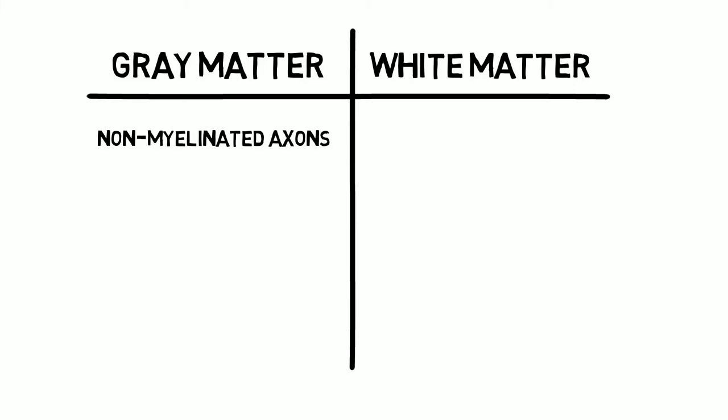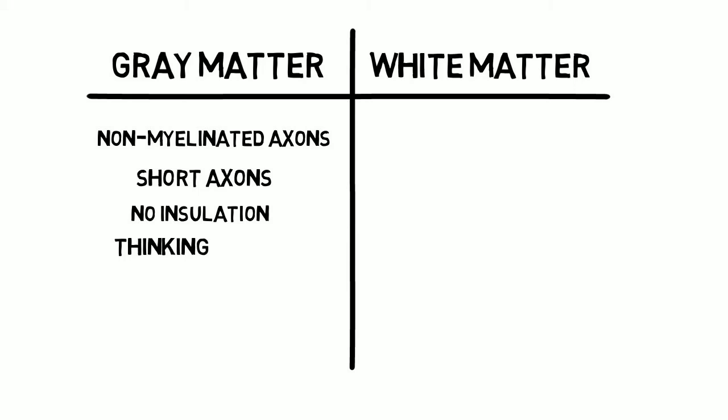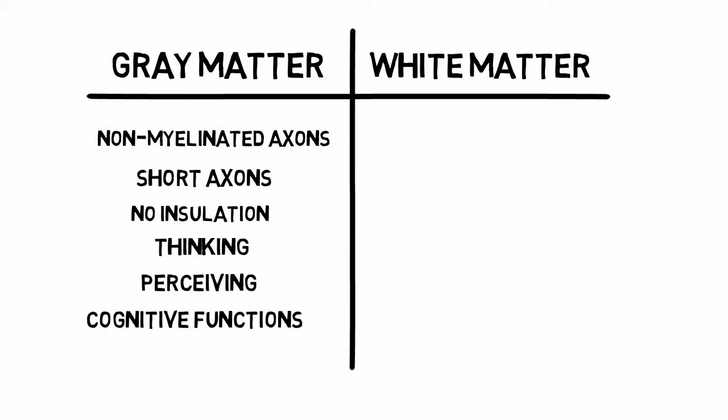The brain's gray matter is made of non-myelinated, short axons found in the outer cortex of the brain. The neurons in this part of the brain are short enough so that the electrical signals do not degrade from the start of the cell body to the axon terminal. Therefore, no insulation or ion channel signal boosting is required. The primary thinking, perceiving, and cognitive functions of the brain happen in the gray matter.